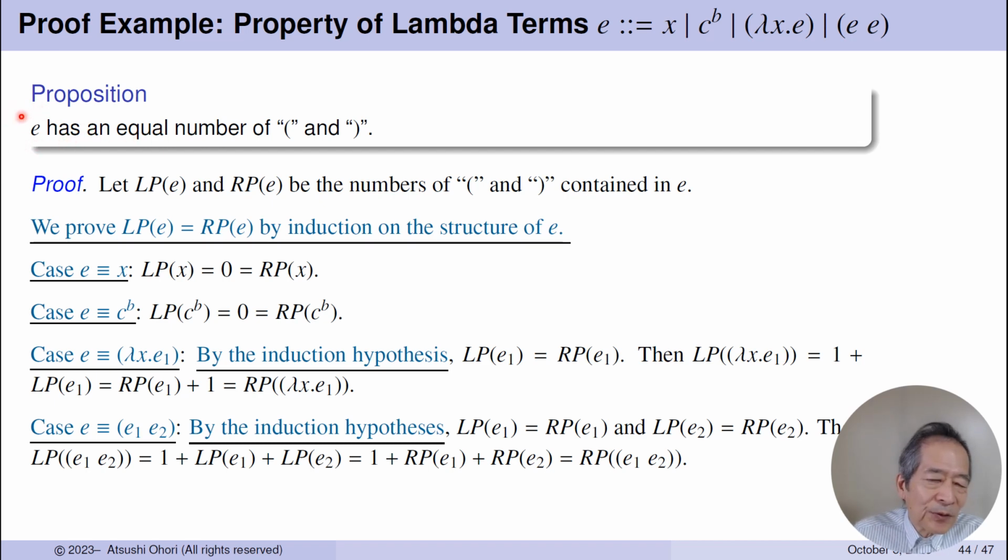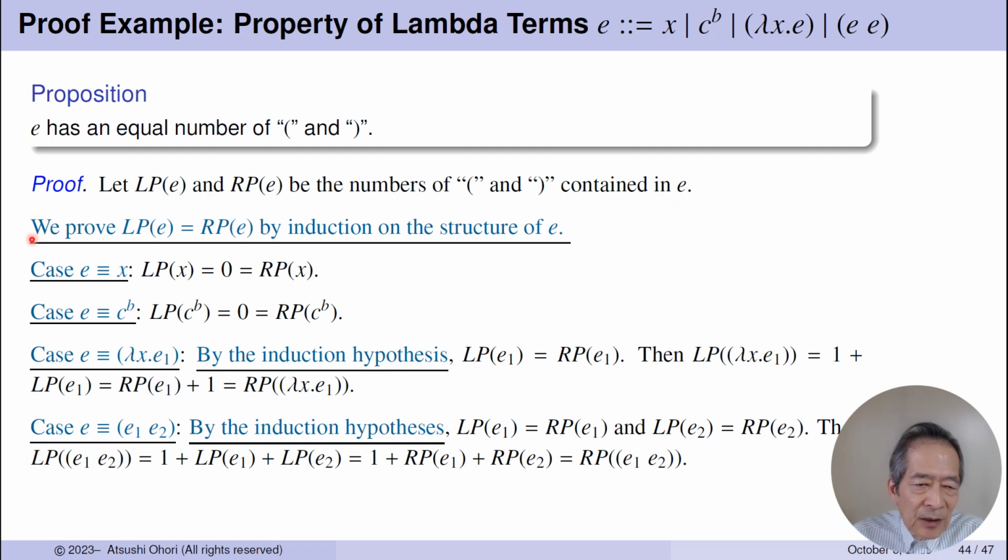Now, this proposition is obvious, right? Left and right parentheses are introduced at the same time by this term constructor or this term constructor. So this is obvious, but for a formal proof, you use induction. This is a proof of this proposition. In order to prove this, we introduce the notation LP(E) and RP(E) to be the numbers of left and right parentheses in E, and then do the following.